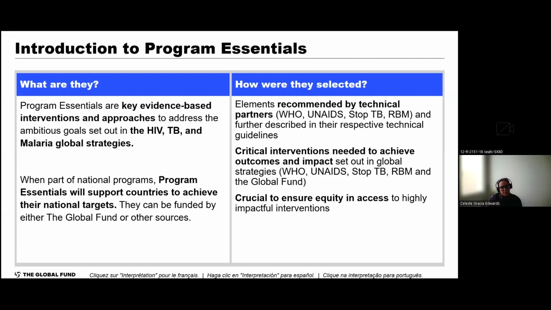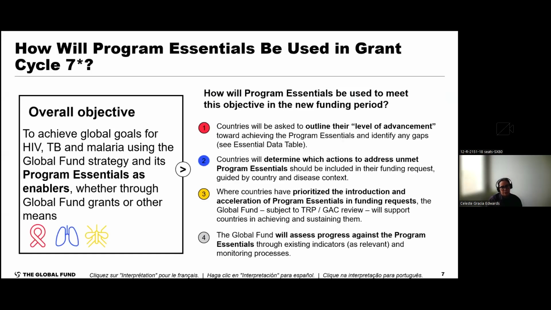Next slide, please. So how are the program essentials going to be used in the next funding cycles? The countries are going to be discussing and evaluating what is their level of advancement towards achieving the program essentials. They are going to be identifying which gaps they have, and then they are going to decide which one of these they are going to address either via the Global Fund funding request or any other funding sources, because program essentials don't necessarily have to be funded by the Global Fund. They can be funded by other means as well.